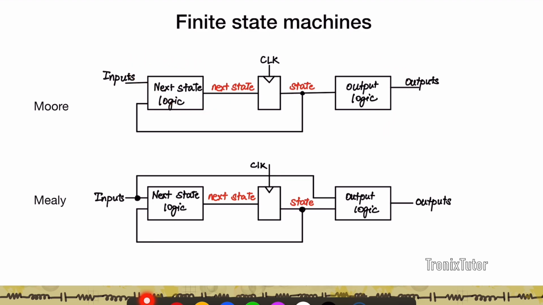In the Mealy machine, as you all know, the difference is only that the outputs are not only determined by the state but also determined by the inputs. So in that case, your input not only goes into the next state logic, it is also fed into the output logic segment. But in terms of Verilog, the codes are roughly going to be the same. Again, three parts. You're going to have a register, an output logic, and a next state logic.